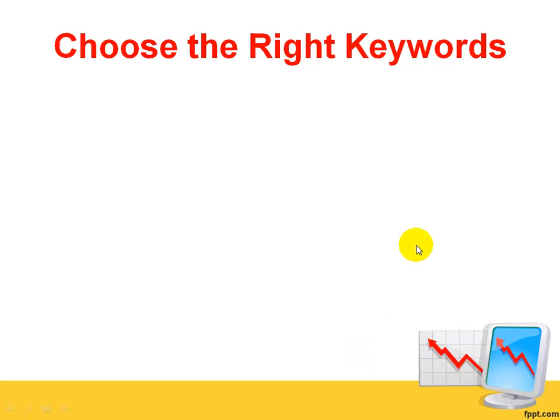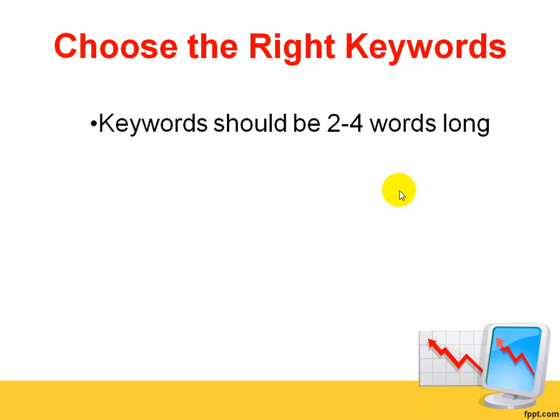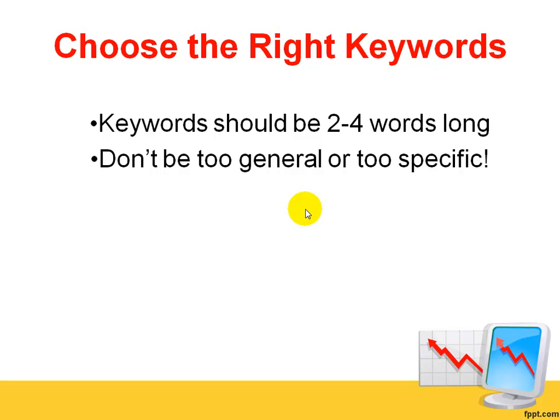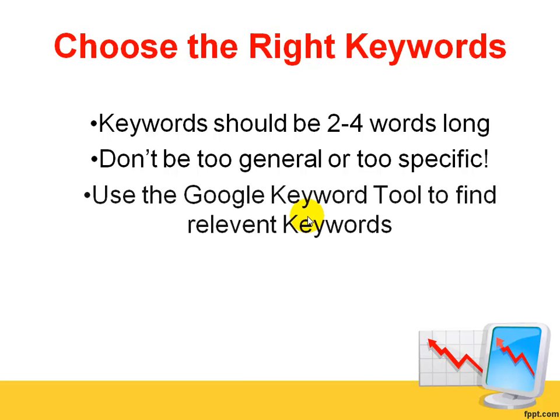Okay, you need to choose the right keywords. So how do we do that? Well, as I said, keywords should be 2 to 4 words long. It's more of a keyword phrase than a keyword. Don't be too general or too specific with your keywords. If you're too general, you'll get too many clicks. It'll cost you a lot of money. If you're too specific, you won't get enough people clicking, and it won't be worth running your campaign. You've got to find a balance in the middle. Use the Google Keyword tool, as I outlined earlier, to find relevant keywords.